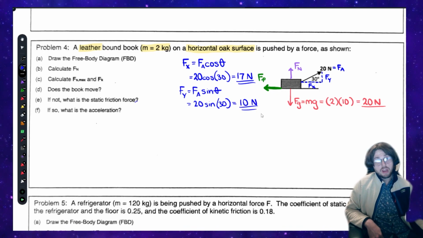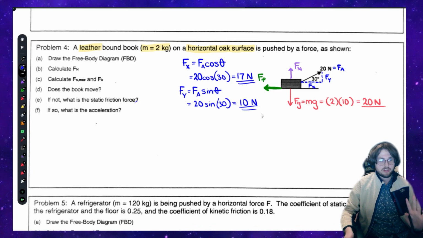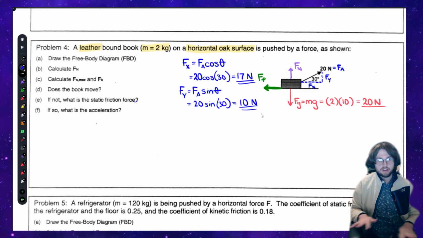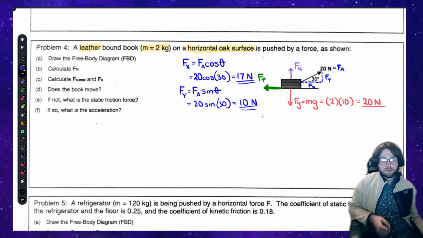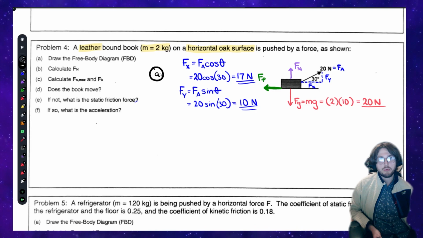All right, and once you have those components, you can pretty much just throw the original vector, the 20 newtons, like in the trash. It's worthless at this point. You really want everything in the same like up, down, left, right direction. Okay, so now we can actually get down to business. So we've got our components, we've got our free body diagram, so that's part A done. And that's really the most important part of this problem. Having all this set up is going to do you a lot of favors.